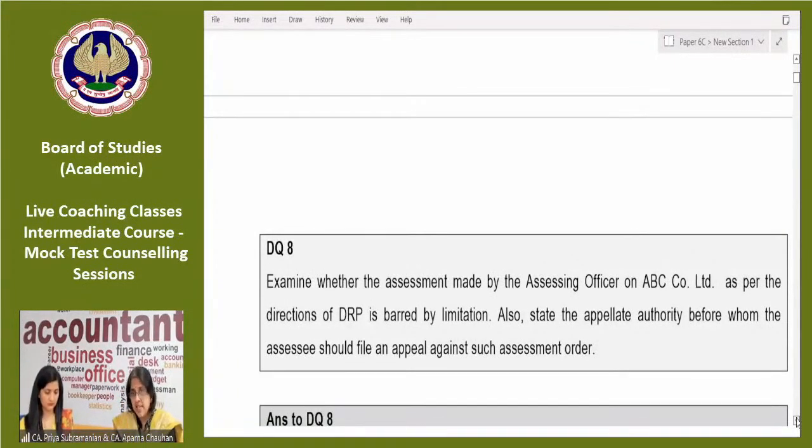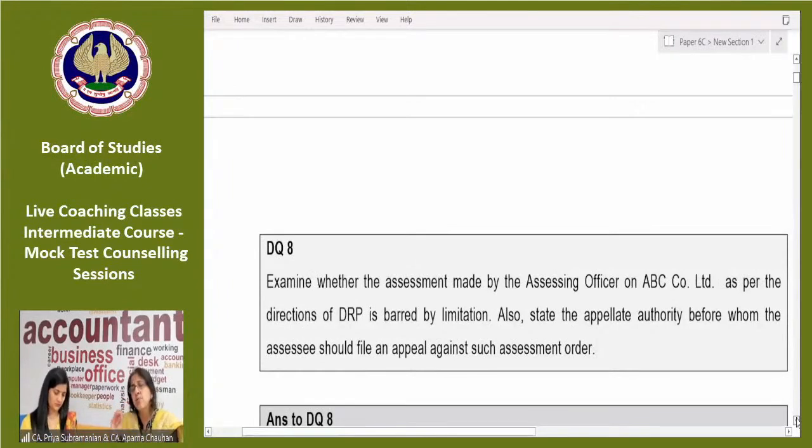So this is a case where the assessee has already filed his objections before the DRP, and DRP has issued directions. AO has issued an order based on that direction. Now the assessee is still not happy with the AO's order, so he has to appeal before the appellate tribunal against the final order. Now what happens?